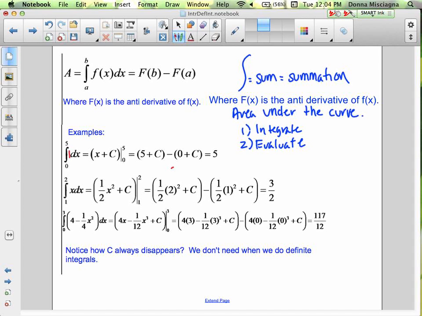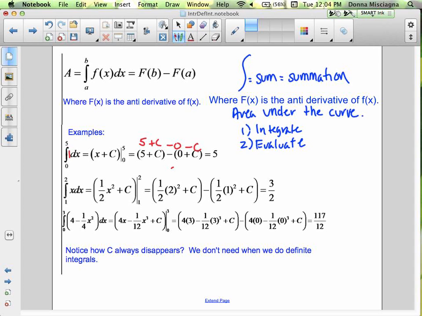So we plug in the upper limit, and then we plug in the lower limit and subtract. So we have 5 plus c minus 0 plus c, so that would be 5 plus c. If we distribute the negative, we'd have minus 0 and minus c. Right? Well, 5 minus 0, of course, is 5. c minus c is just 0. So the only thing that's left is the 5. Here we have another one.